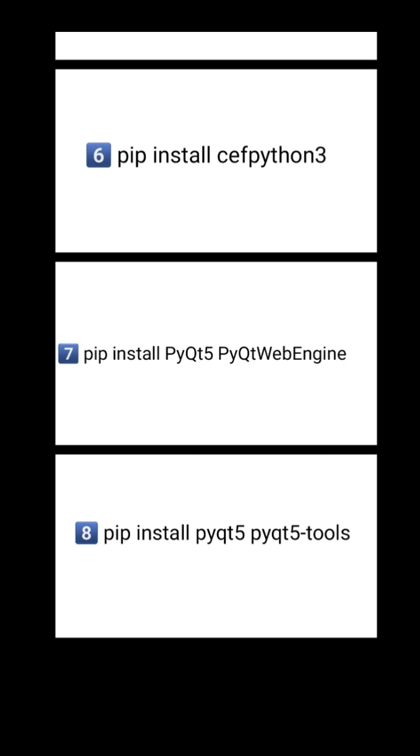Okay. Then we have pip install PyQt5 and PyQtWebEngine. PyQt5 is a framework for building GUI applications using Qt in Python, meaning PyQtWebEngine is used to embed a web browser inside a PyQt application. And then we have another one known as tools.